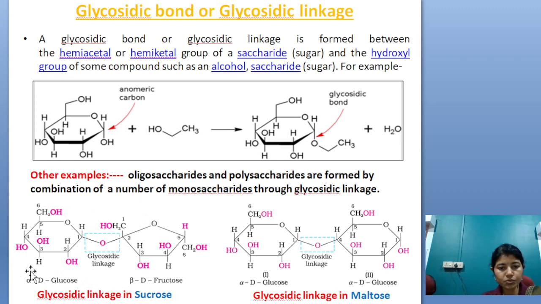Sucrose. Sucrose has two sugar units, or we can say two monosaccharide units. One is glucose, the other one is fructose. Here the glucose hemiacetal group combines with the hydroxyl group present in fructose, leading to the formation of a glycosidic linkage. Again, in maltose, two glucose units combine where the hemiacetal OH group present on carbon 1 reacts with the OH group present on carbon number 4, leading to the formation of a carbon 1 carbon 4 glycosidic linkage.